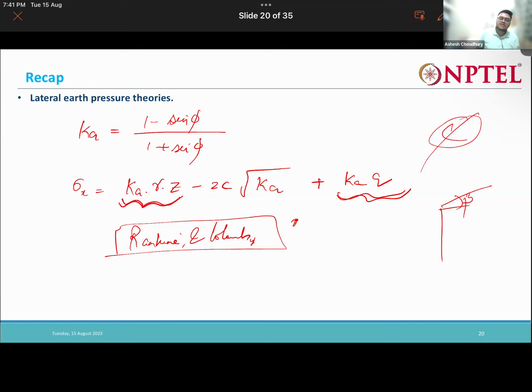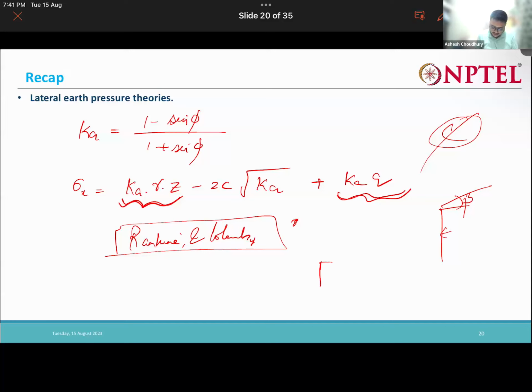Coulomb actually considered the friction. He considered that there is some friction between the soil and the retaining wall. So in that case, he gave some other expression for K. Rankine considered that the wall is smooth, that is, there is no friction between the wall and the soil. And Coulomb considered that there is friction between the wall and the soil.